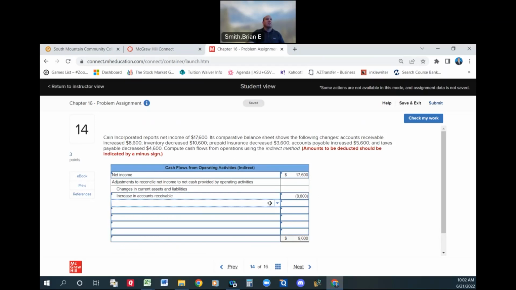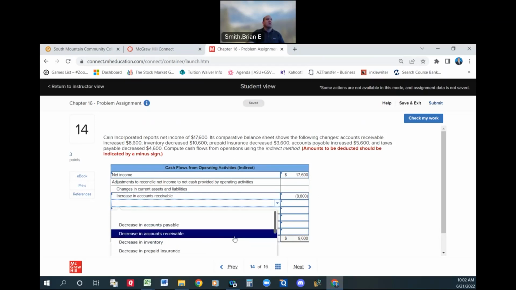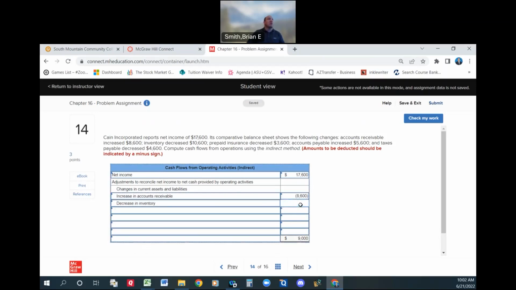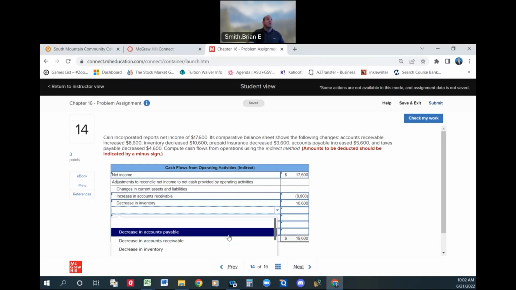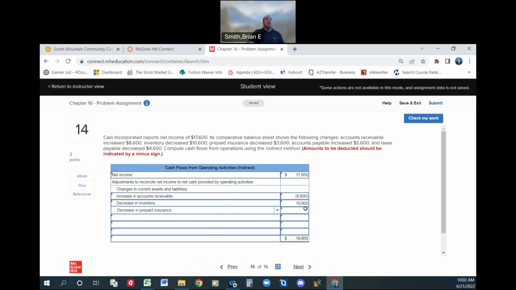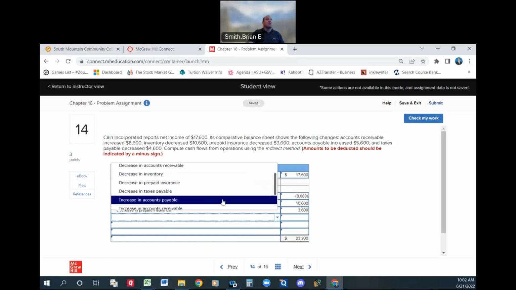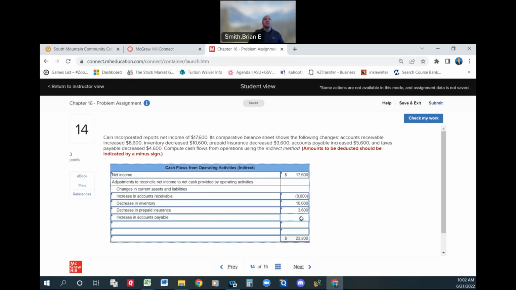Inventory decreased. We're going to increase. Prepaid insurance decreased. We're going to increase that. Accounts payable increased. So we're going to increase that because that's a liability.